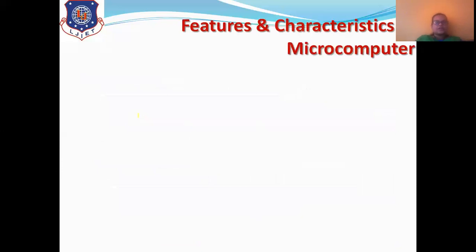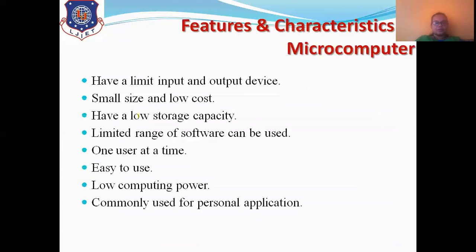Next, we are going to discuss the features and characteristics of microcomputers. These are the following features and characteristics of microcomputer. First, it has a limited input and output device. As we discussed in mainframe, many people can access the data on the server, but nobody can change or store the data on their particular device. So it will have a limited input and output device.